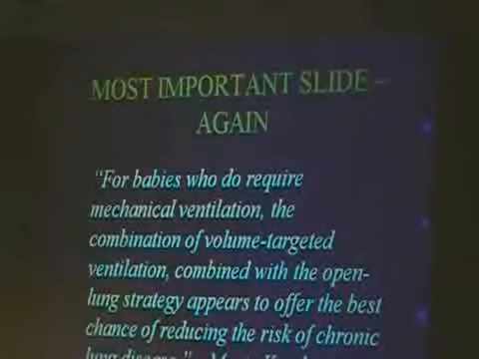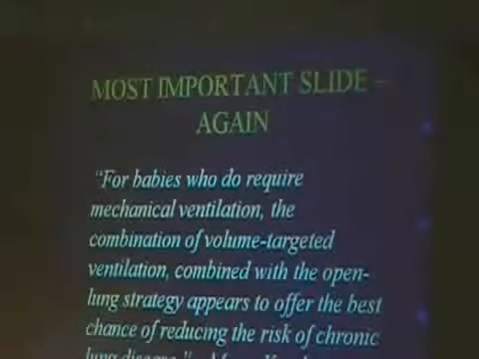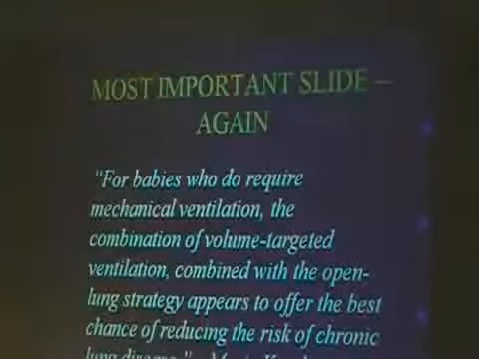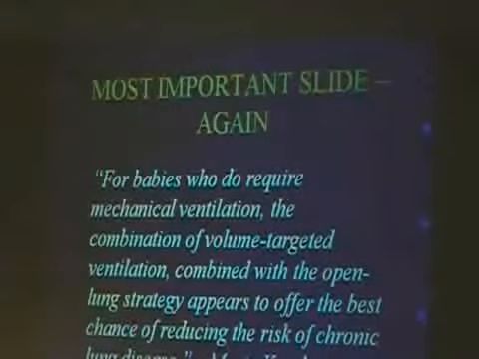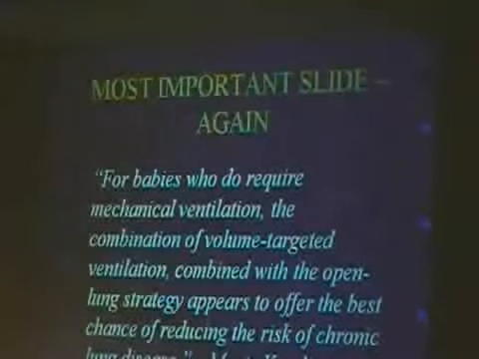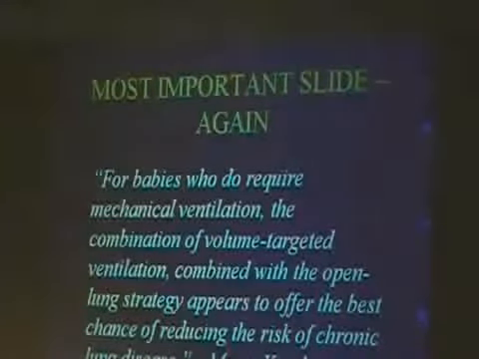So, most important slide again, and I think we're just about on time here. For babies who do require mechanical ventilation, the combination of volume-targeted ventilation combined with the open lung strategy appears to offer the best chance of reducing the risk of chronic lung disease. So it's almost 9. I'm going to stop there, and I'm going to just see if anybody has any questions.